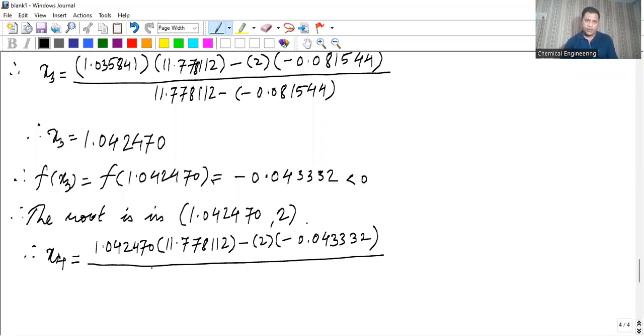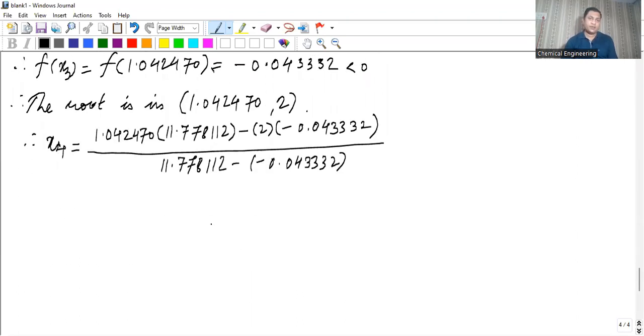And here we have 11.778112 minus 0.04332. So we can calculate the value of x4, and hence we can calculate f of x4. So we can have f of 1.0 something. What is this value going to be?